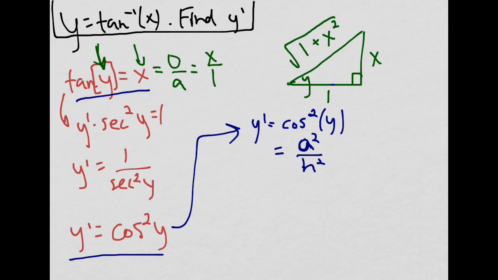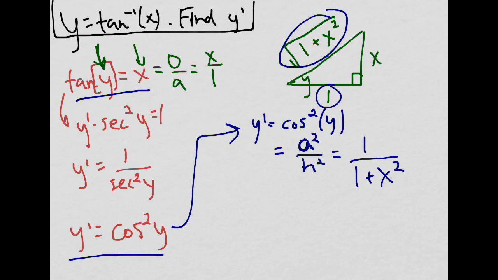So what's the adjacent side? Well, it's 1. So I get adjacent squared, 1 squared is 1, over what's the hypotenuse? Well, it's this. So I square that, and it just cancels out the square root. So I get 1 plus x squared. So I'm pretty much done here at this point.